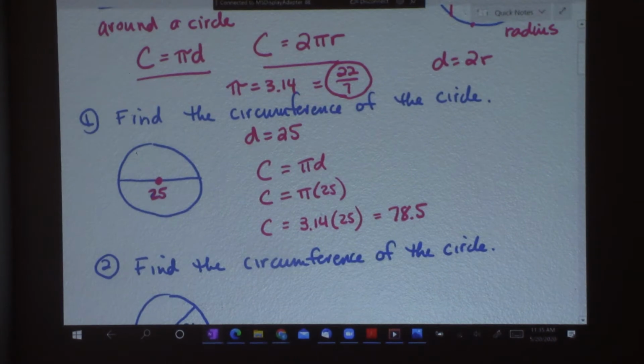All we're doing is substituting in numbers. It's really not that hard. I'm sure you're all going to do great.